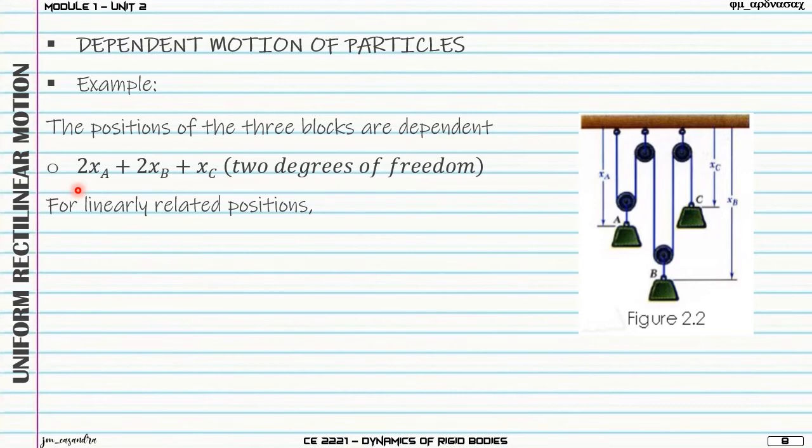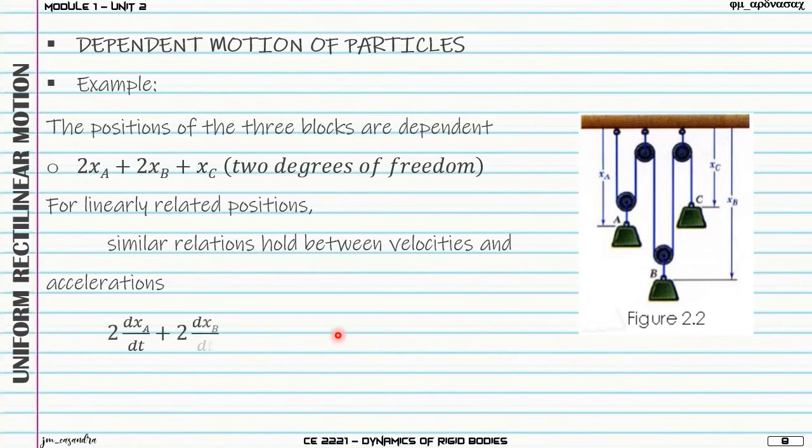Okay, so with that, we simply get the derivative of the position equation. So for velocity, we now get 2 dXA with respect to time plus 2 derivative of XB with respect to time plus dXC with respect to time, and that's equal to 0. So if we simplify that, dx over dt is our velocity. So we'll arrive at 2VA plus 2VB plus VC, and that's equal to 0.